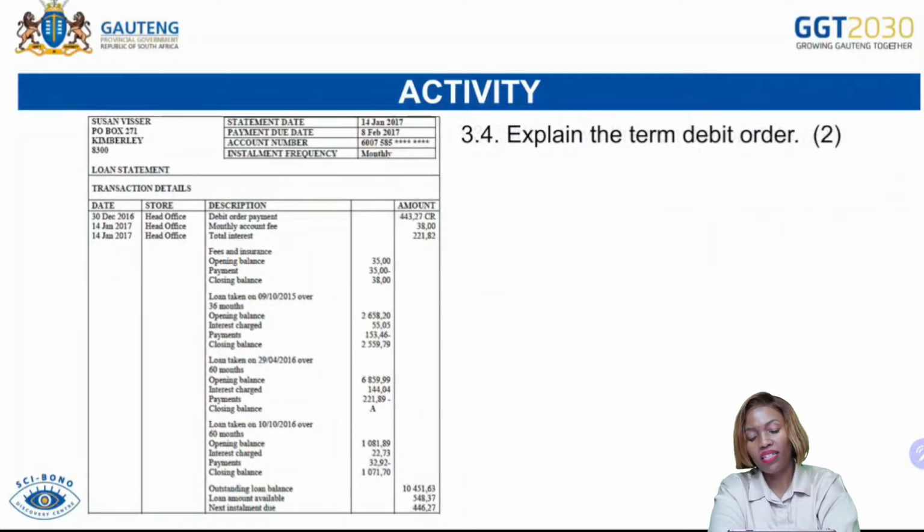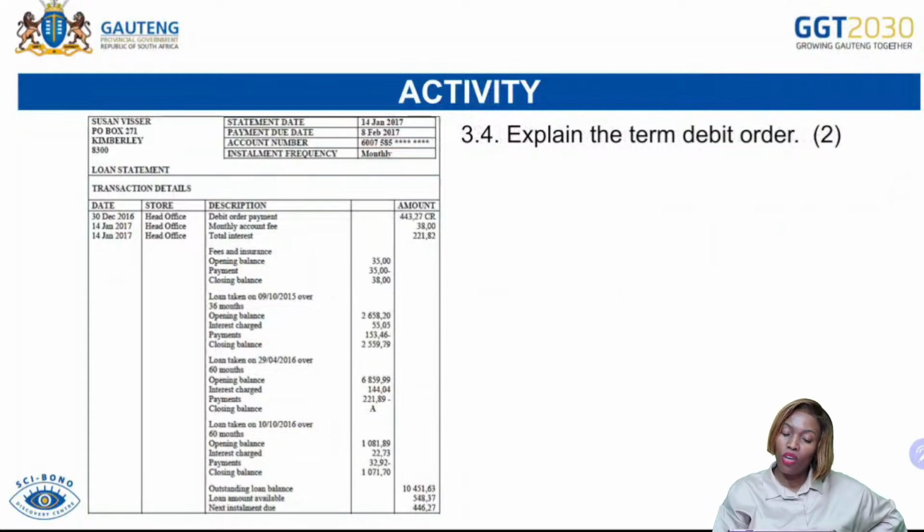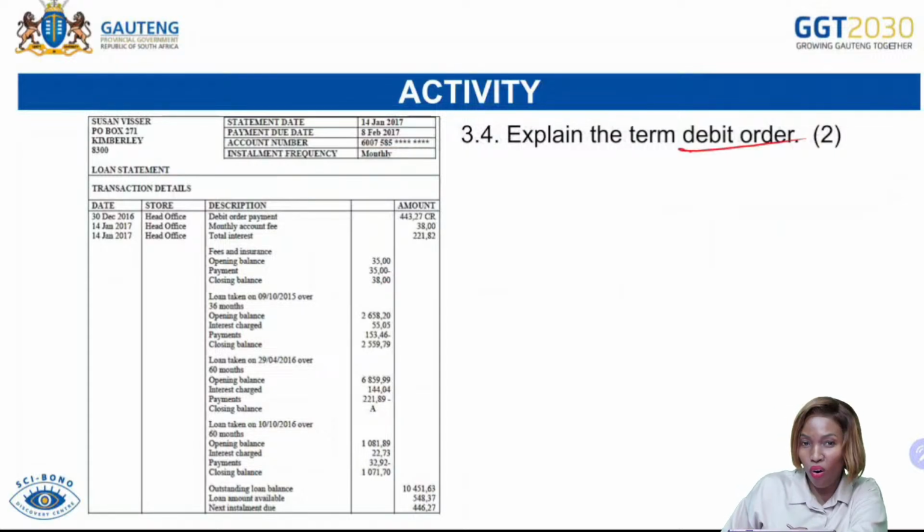3.4, explain the term debit order. Remember what I said at the beginning? I said a debit order is when the client instructs the bank to allow a third party to deduct money from a bank account. Let's say I took an iPhone from MTN using a contract, meaning that every month I must pay MTN. So I need to give permission to my bank to allow MTN to take out their money from my bank account every month. So that is what we mean by the word debit order.